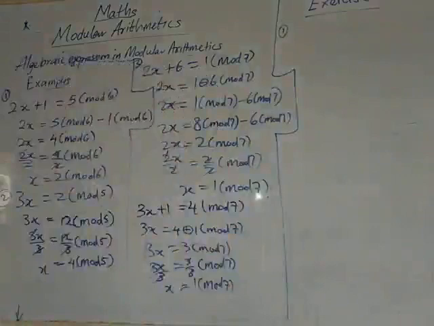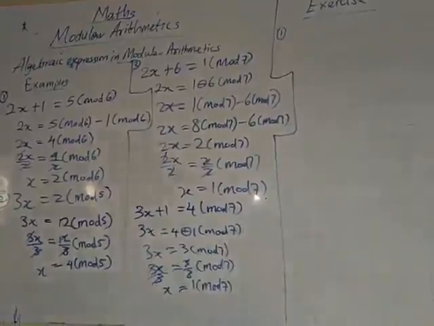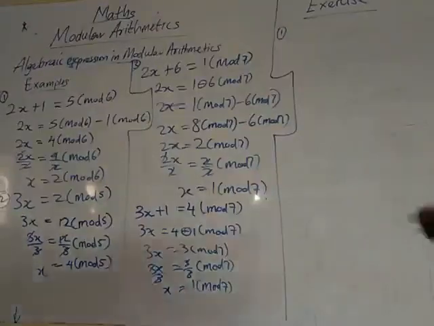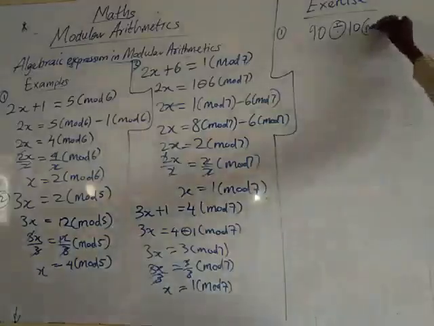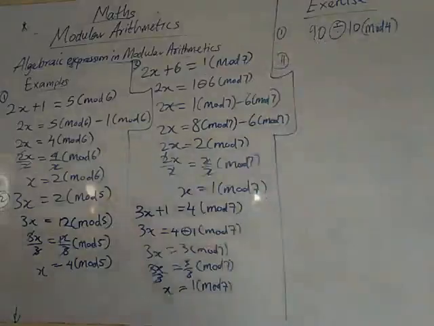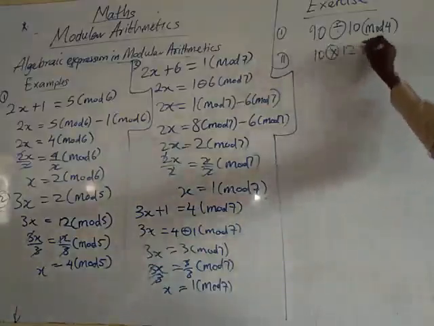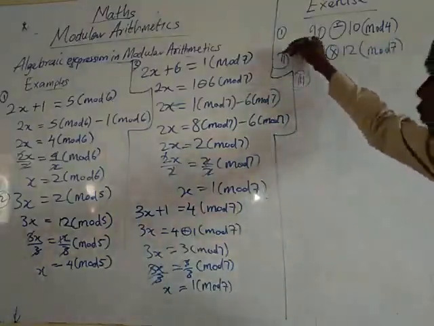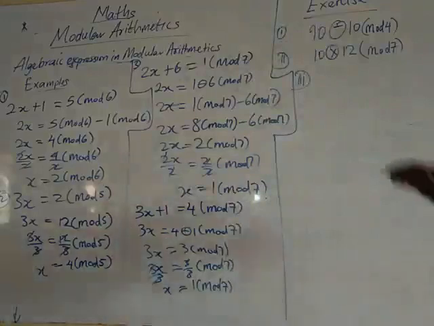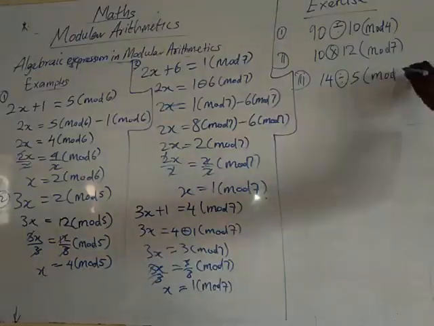Let's take some exercises. You will try 90 divided by 10 mod 4. Second exercise, we will try 10 times 12 mod 7. The third one, we will try 14 divided by 5 mod 7.